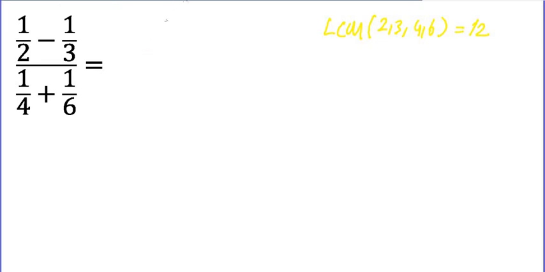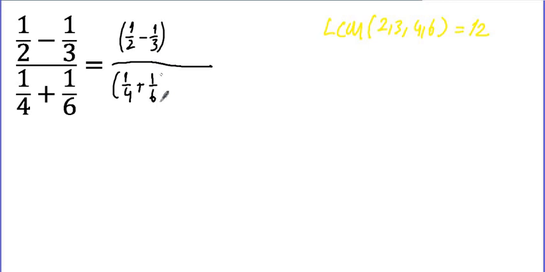So what I'm going to do here is multiply the numerator and the denominator by 12. Because if you multiply the numerator and the denominator by the same number, the value of the fraction does not change. Let me write my complex fraction again. 1 over 2 minus 1 over 3, let me put them in brackets, over 1 over 4 plus 1 over 6. I'm going to multiply the numerator by 12 and the denominator by 12.